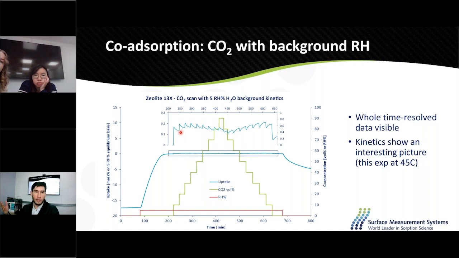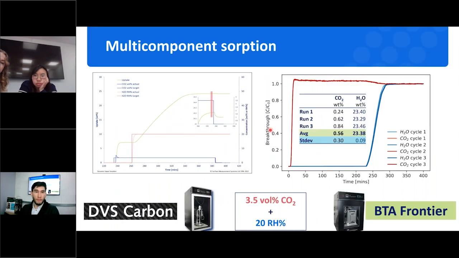The only way to look at this is to use techniques which can measure multi-component sorption, such as breakthrough. And here we look at a breakthrough of CO2 and humidity on 13X. We see the breakthrough of CO2 first.